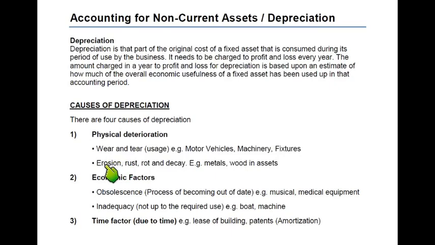Then we have erosion. Again, the value is lost. Erosion: there is rust on the metallic parts, or maybe rot and decay with wood. There is rust on metallic parts, and there is rot and decay in wooden parts. So these are all known as physical factors.